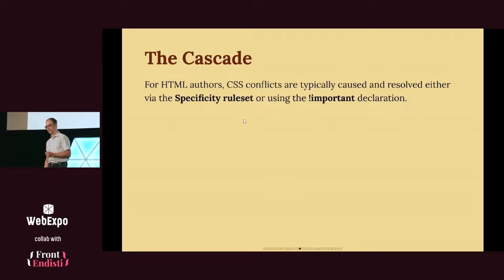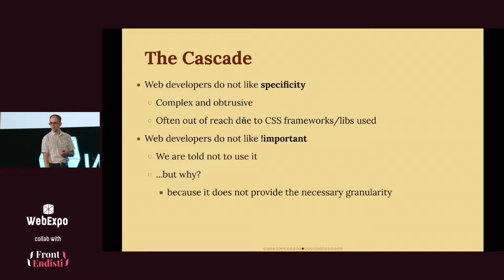And we, as web developers, as HTML authors, we often cause and resolve conflicts using two small tools which are part of the cascade. And these small tools which are available for our usage are the specificity algorithm or rule set, and also the bang important declaration or modifier, the thing we add to the end of a rule. Unfortunately, these two tools that we can use to influence the cascade are not that great. So the first one, specificity. Developers often do not like working with specificity because those rules are complex and obtrusive.